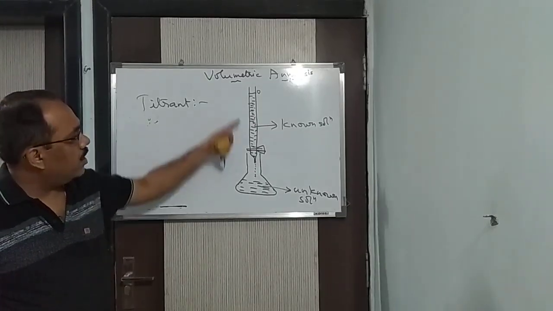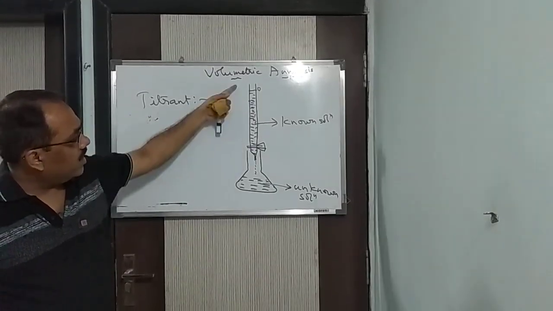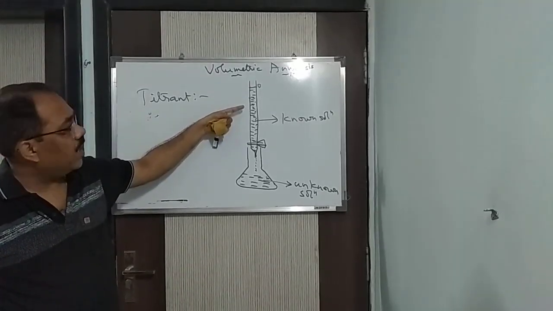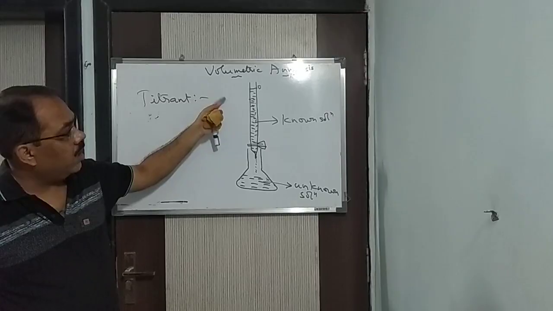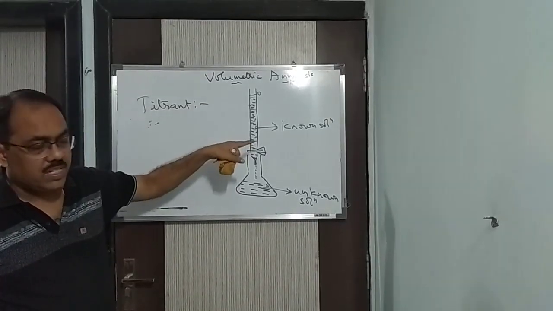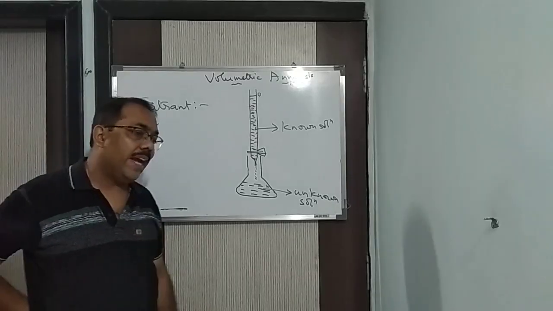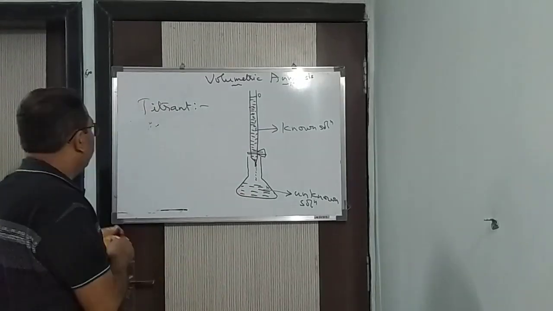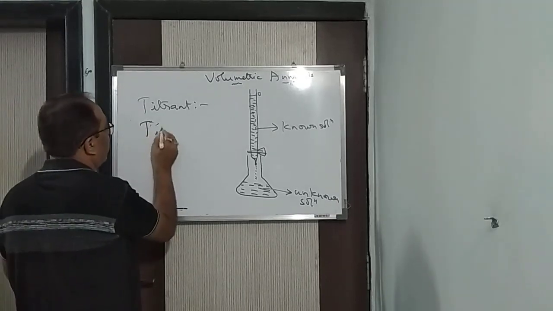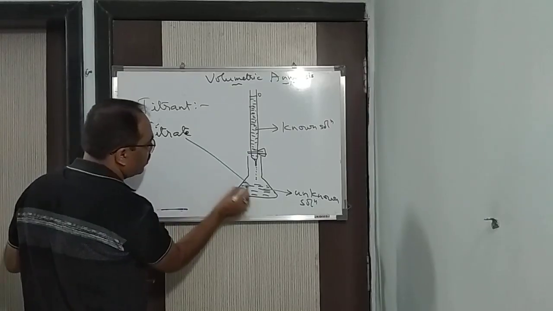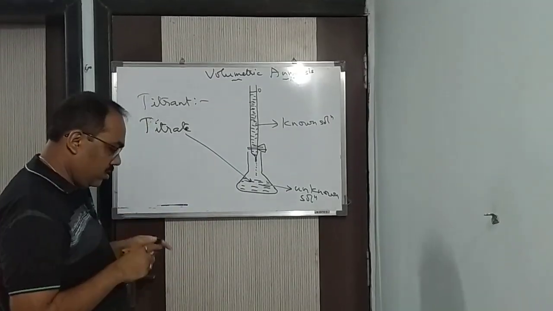So again I repeat, in the burette which you are adding, it is a titrant, which is known to you. Either it can be primary or secondary. Primary, it is already standardized. Secondary, you need to standardize it. Next is titrate. This is called titrate, which we are adding to the conical flask.